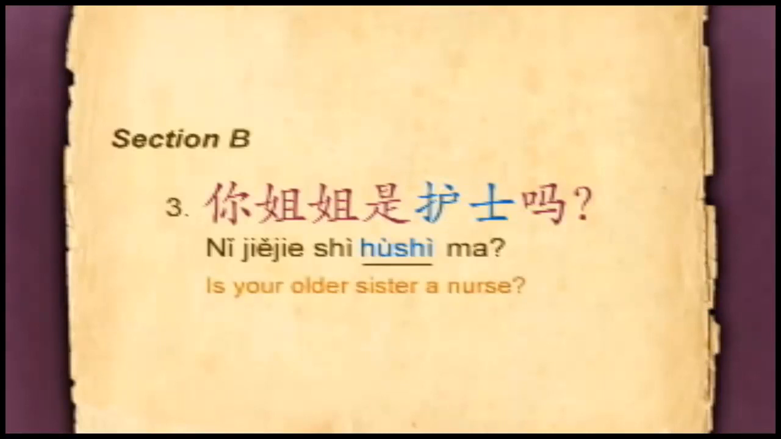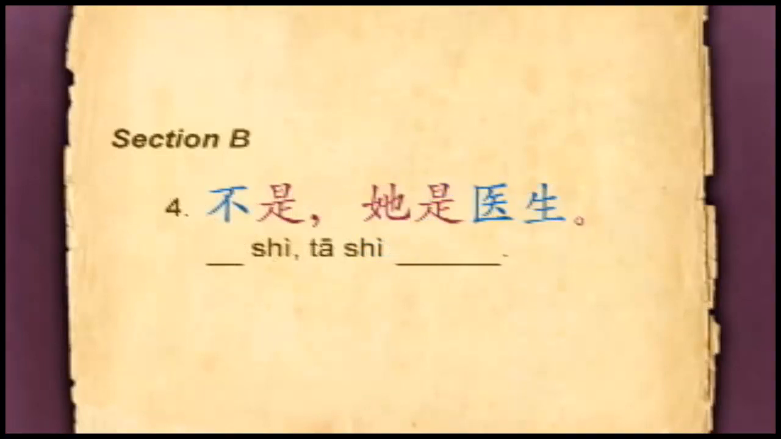Here's the last sentence. 不是，她是医生。What belongs in the blanks? Yes, 不 and 医生 go in the blanks. 不是，她是医生。Tell me the translation of this sentence. The translation is, no, she is a doctor. Good work with listening and translating.